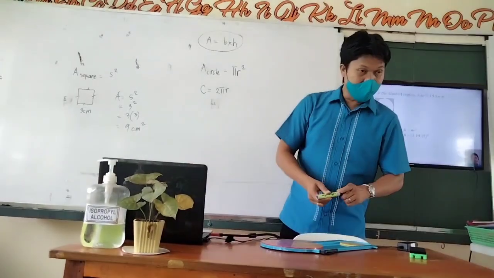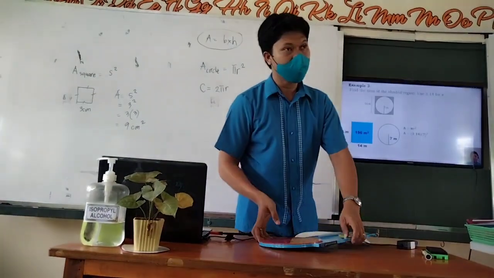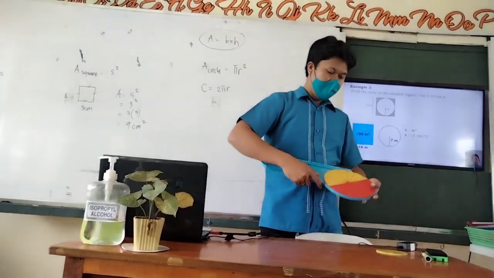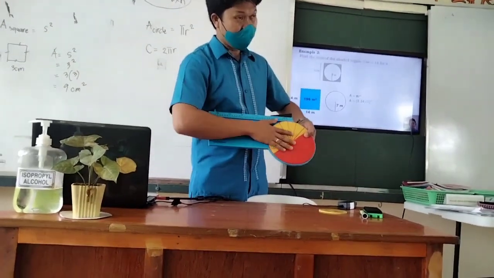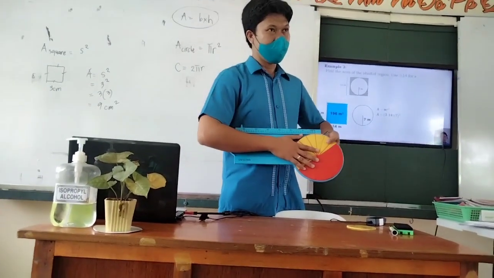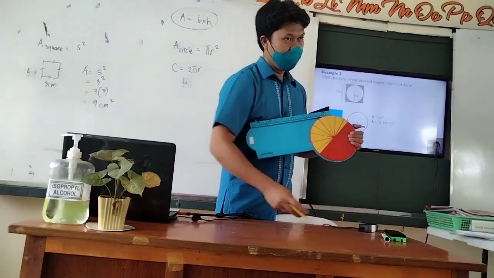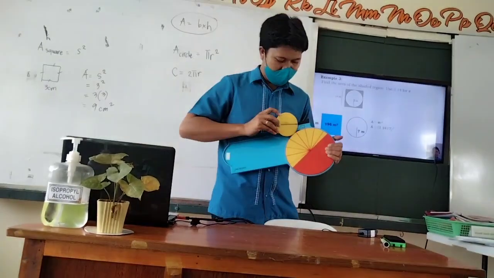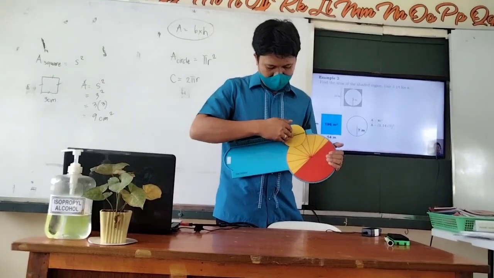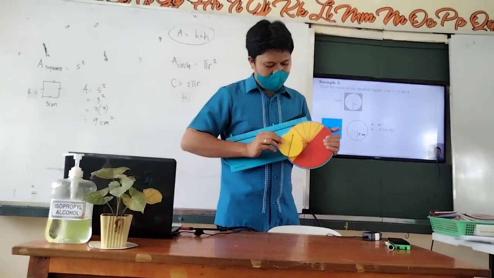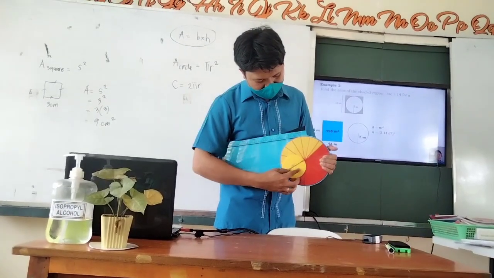To derive the formula, we are going to use this manipulative. Okay, this is a math device. As you can see, this is a circle. And in this circle, this is the radius. If you measure, this is 10 centimeters. And the radius of this is 10 centimeters also.